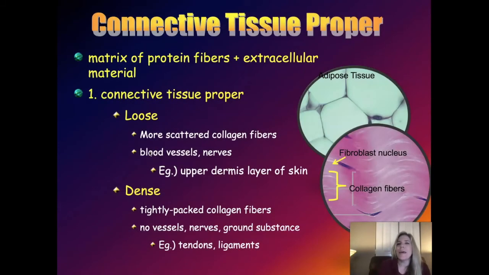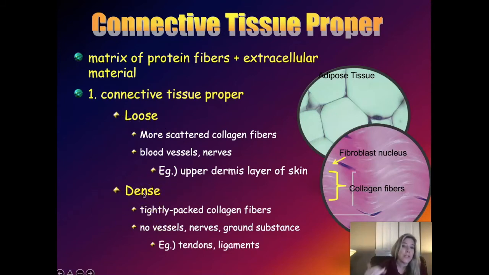Okay, so we said that connective tissue can be a mix of protein fibers and extracellular material, as we've been talking about. But let's start first talking about connective tissue proper, CT proper. And recall we said we can break that into 2 subcategories: loose connective tissue proper or dense connective tissue proper.